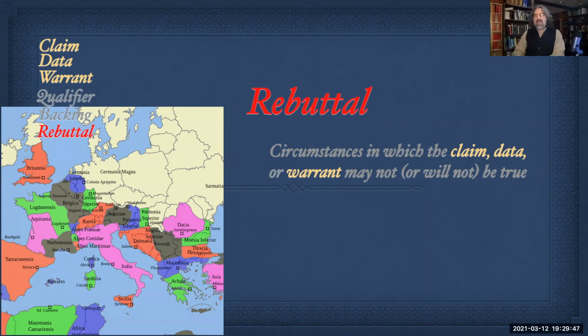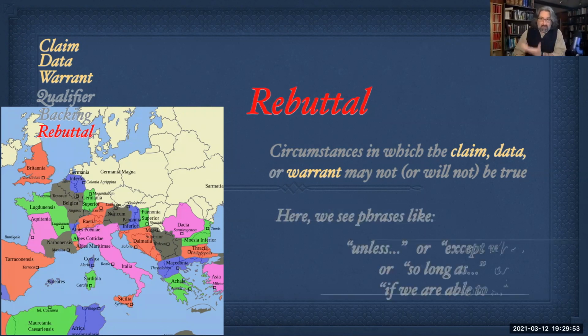The rebuttal is that unless, that's what you're looking at. That tells us basically where we're going to agree that there will be exceptions. Language that you look for here: unless, as long as, until this happens, if we're able to accomplish this, then we'll see this. So that's the kind of language that goes around the rebuttal.